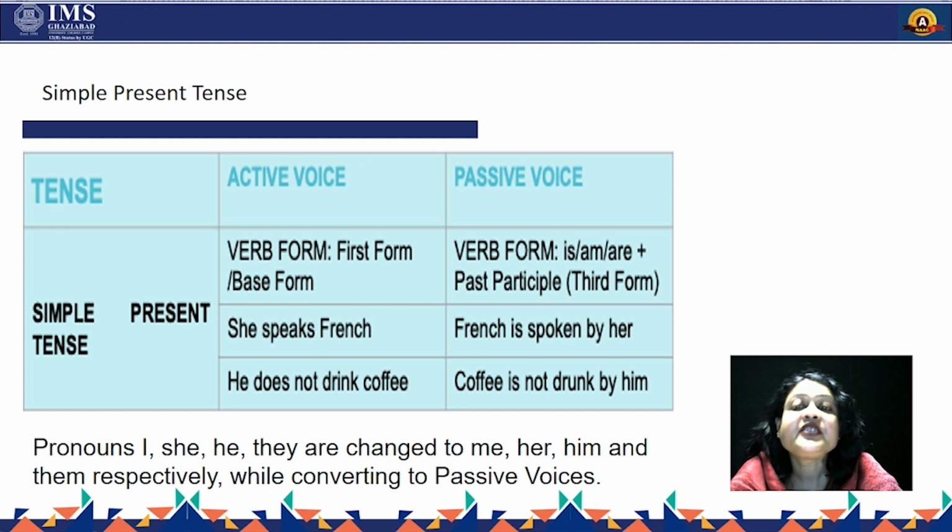So when we are changing an active voice sentence into a passive voice sentence, what is added is either am, is, are, and the past participle or third form of the verb. Again, pronouns like I, she, he, they are changed to me, her, him, and so on. This happens whenever you are converting an active sentence to a passive sentence.